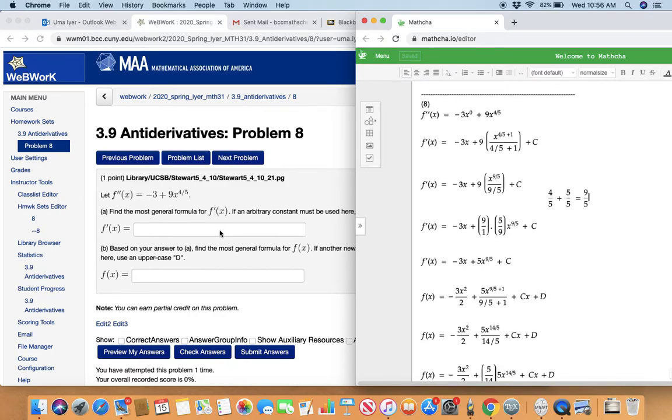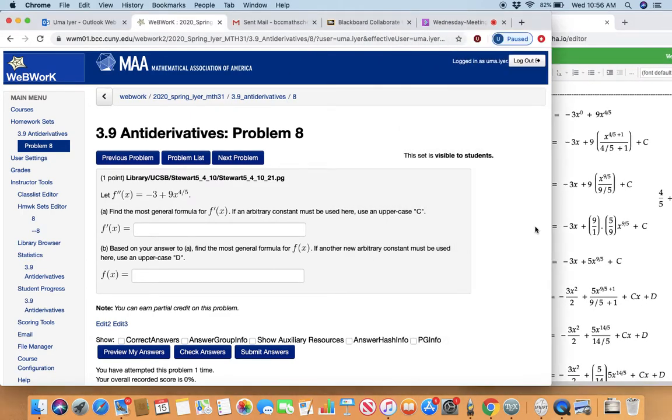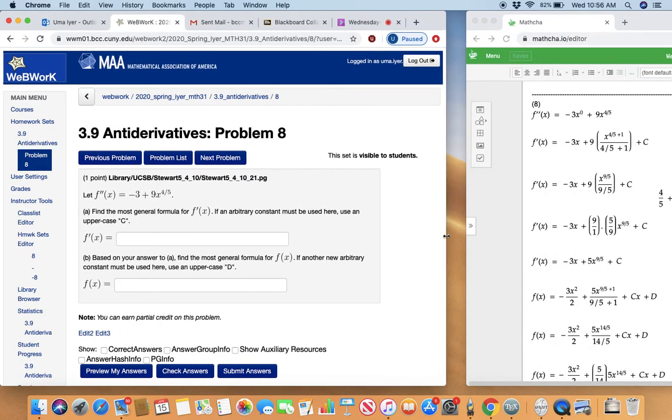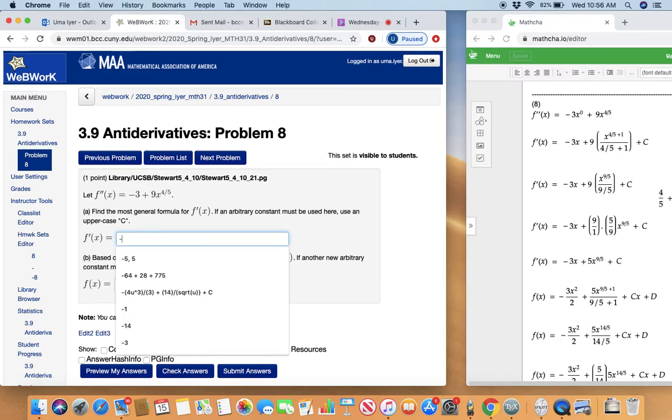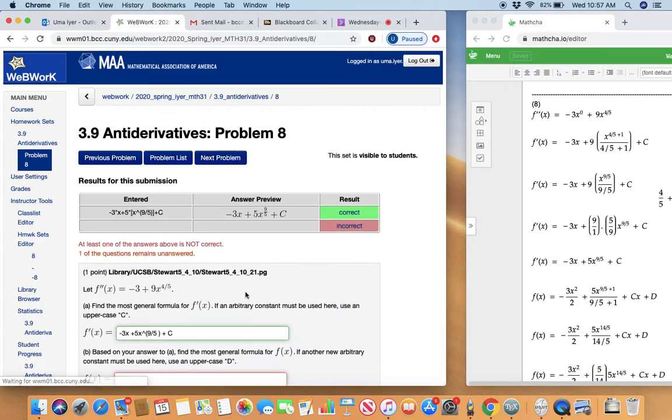So you want to write down f prime here, okay? The way you write it in WeBWorK has to be very carefully done, especially the powers. So let's write down this guy, negative 3x plus 5 times x to the power, because it's a fraction or negative numbers, guys, if it's in the power, make sure you use parentheses. That is 9 over 5 and then plus C. Okay, submit. It is correct.